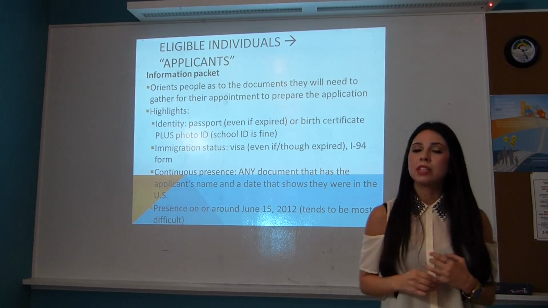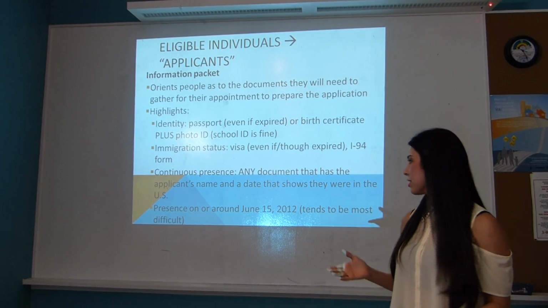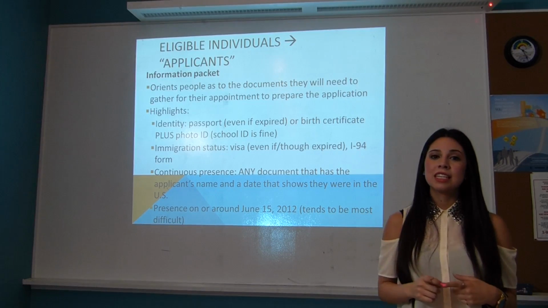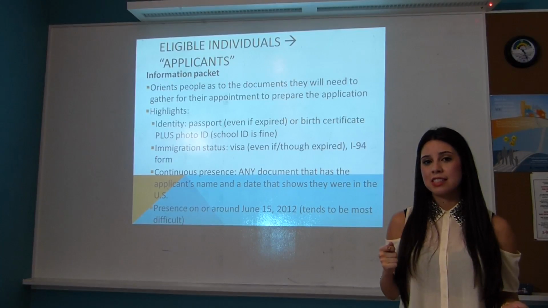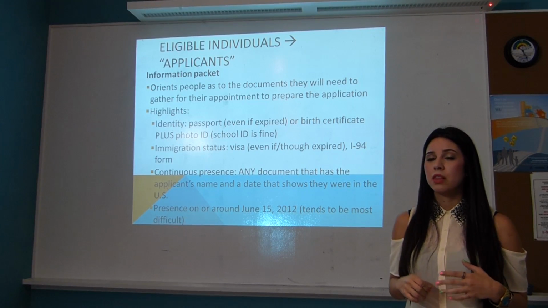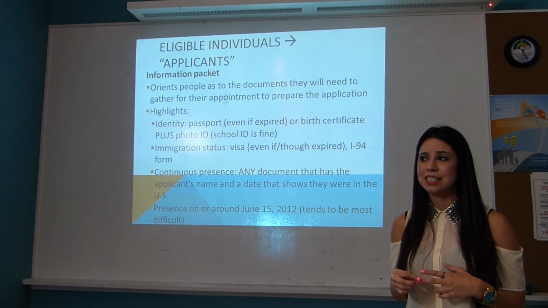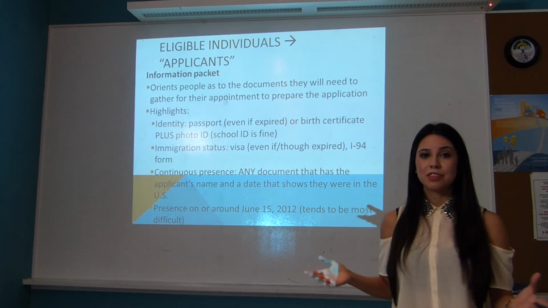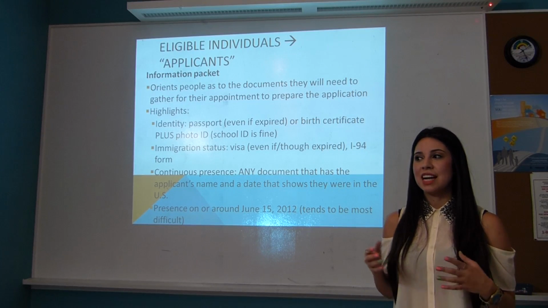And then a really big one is presence on June 15, 2012. Again, when the program was announced, they will need some type of document, some type of proof that they were in the United States on June 15, 2012. And this is the hardest document for people to find, the hardest piece of evidence, because it's really difficult to find a document from June 15, 2012 with that exact date.